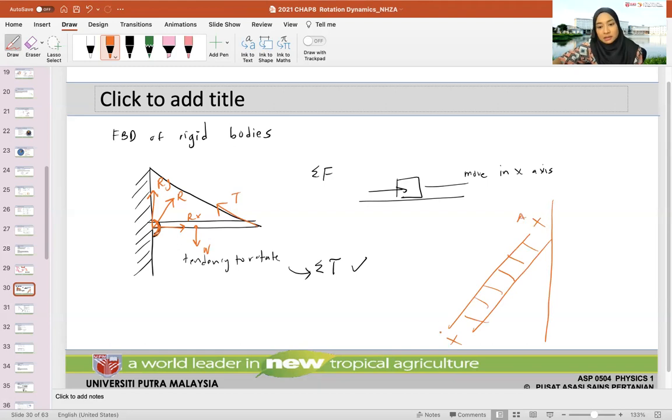This is A and this is B. Where is the axis of rotation? It has the tendency to rotate. Where would it rotate? Try to think, how would it fall? At point A or point B? Is B the axis of rotation? Anyone want to answer A?